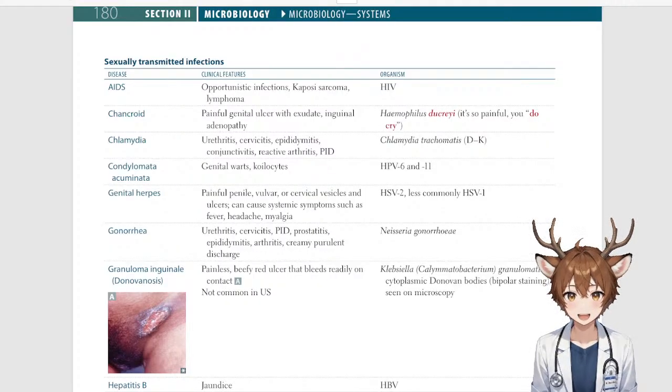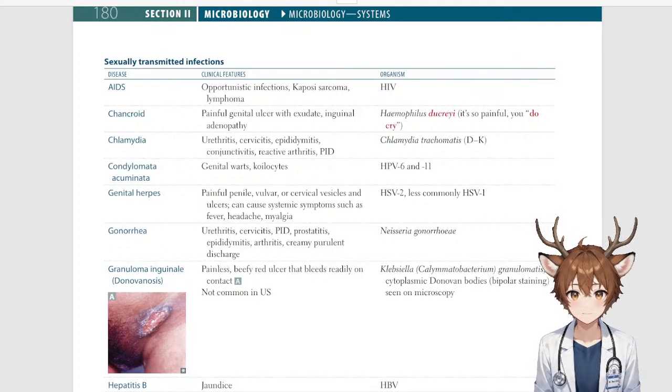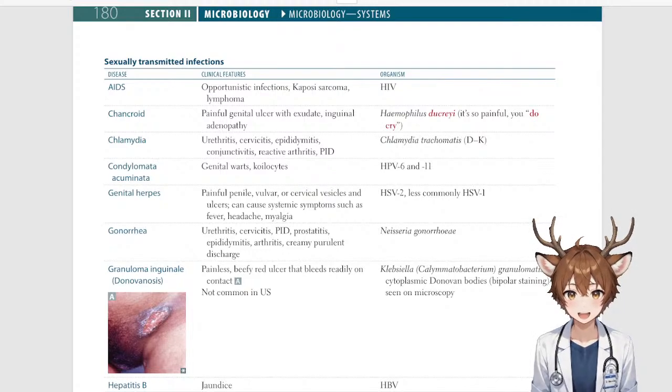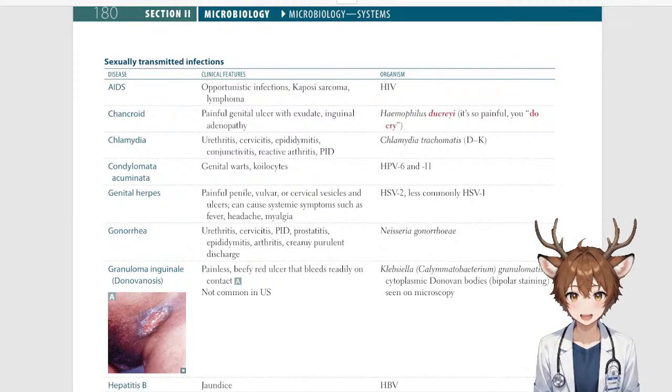Gonorrhea. Gonorrhea causes urethritis, cervicitis, PID. But when we say PID, we mean pelvic inflammatory disease. Prostatitis, epididymitis, arthritis, creamy purulent discharge caused by Neisseria gonorrhoeae.